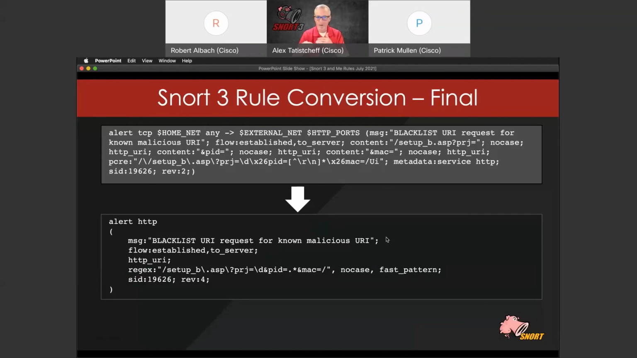Now, accuracy-wise, it had better be just as accurate. Everything I've shown here should give you the same detection value. You're never going to miss a packet you would have seen with Snort 2. It really comes down to performance and how much you can do to simplify the rule, but still maintain the performance you need out of your system.